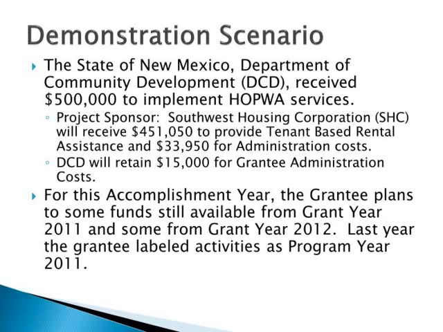In this scenario, the grantee in New Mexico has one project sponsor, the Southwest Housing Corporation, or SHC, who has 2 activities: tenant-based rental assistance at $500,000 and agency administration at 7% or $33,950. This project will also have a project sponsor reporting activity associated with it. The state will retain $15,000 for administration and will have a grantee reporting activity associated with it.